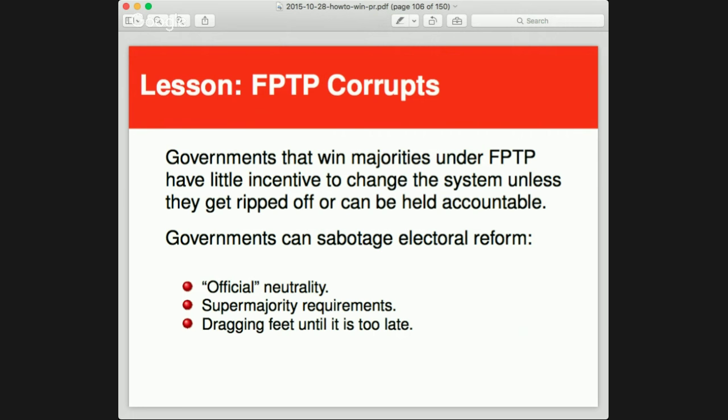You can also drag your feet until it's too late. Yeah, we'll totally do this. We'll totally, time for election. Sorry, right? So there's a number of ways in which political parties can play shenanigans. Not that I'm saying our current political party will do any of this stuff, but it's possible.